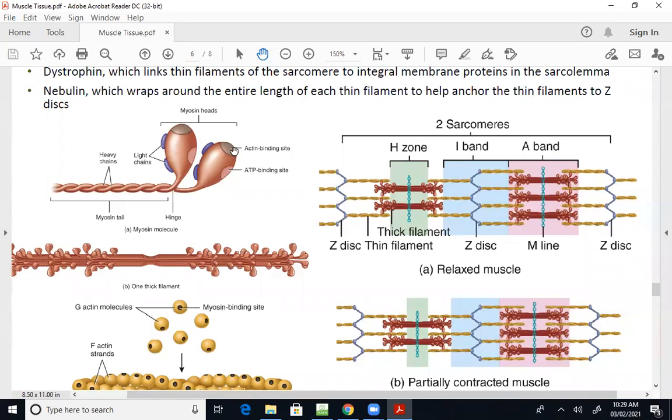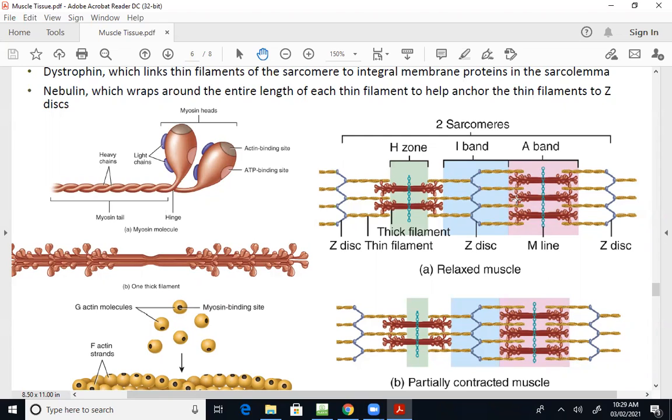After it's bound to actin at what we call its actin binding site, okay? We'll see each actin has a myosin binding site where those two meet, forming what's called a cross bridge. When an actin molecule and a myosin molecule meet, forming a cross bridge, ATP is released. And what this does is it allows the myosin head to pull the actin and thus ends up causing the thin filaments to get pulled towards the M line of the sarcomere.